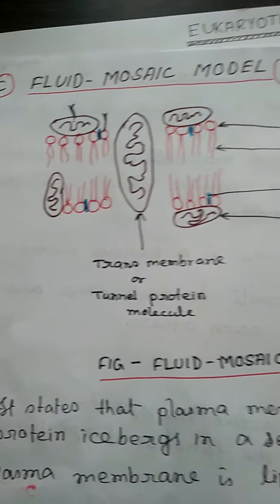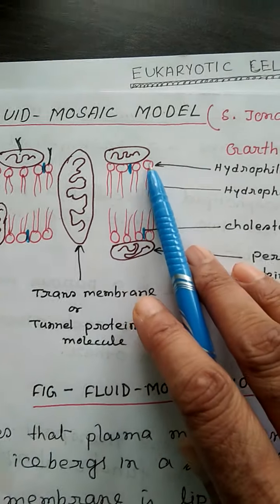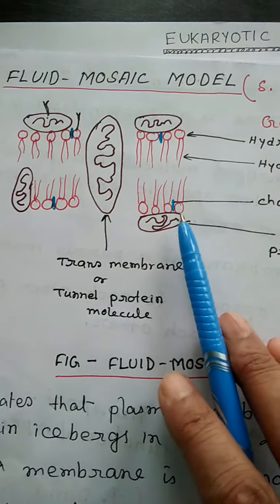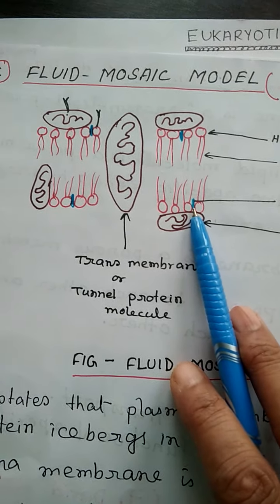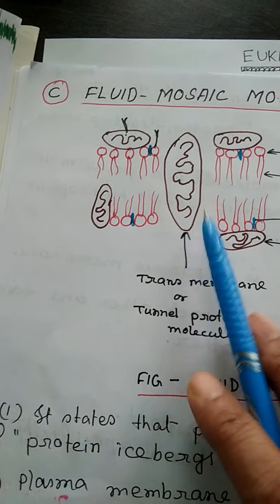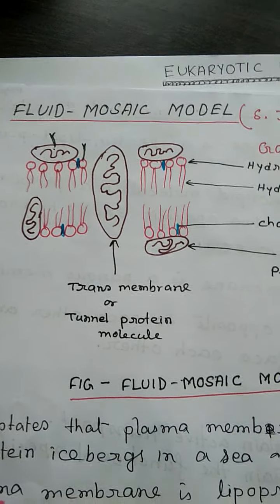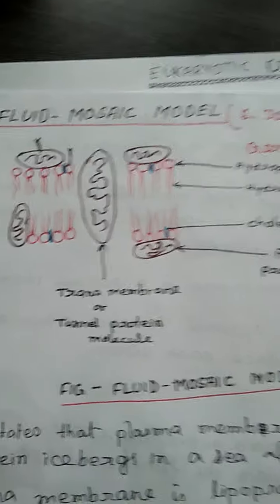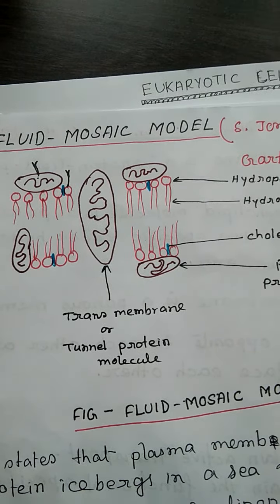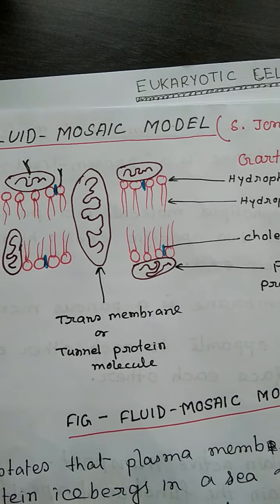But according to the fluid mosaic model, which is very, very important for all of you, this one is the hydrophilic head, hydrophobic tail. Then cholesterol is present over here, then peripheral protein, and this one is known as the transmembrane or tunnel protein molecule. So this is known as the fluid mosaic model.